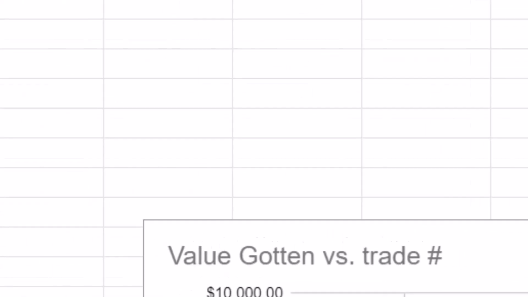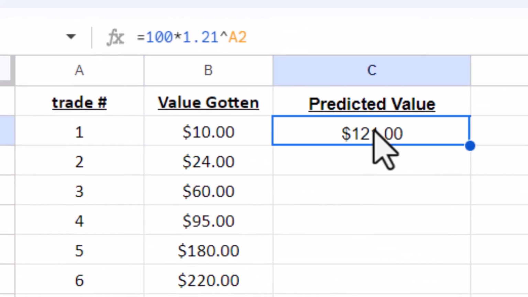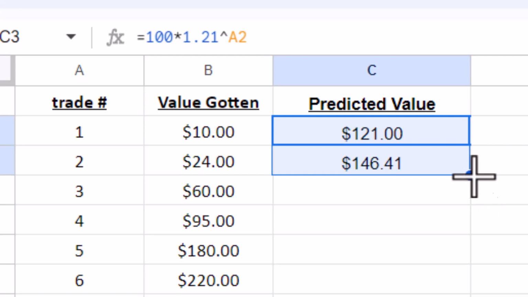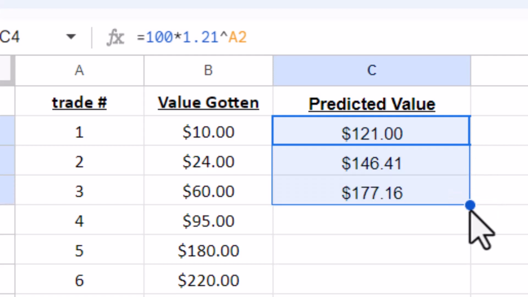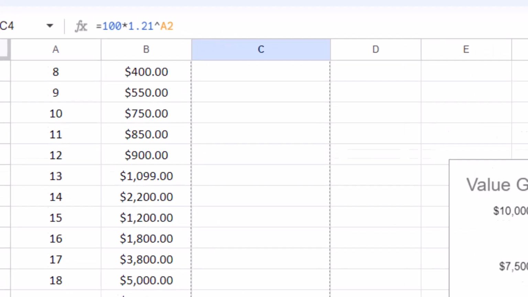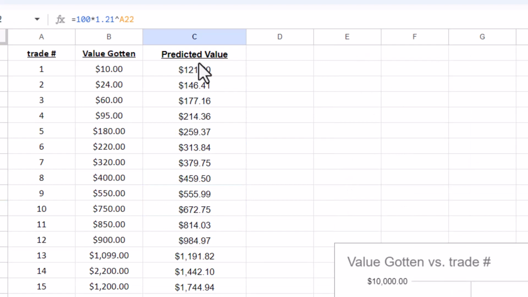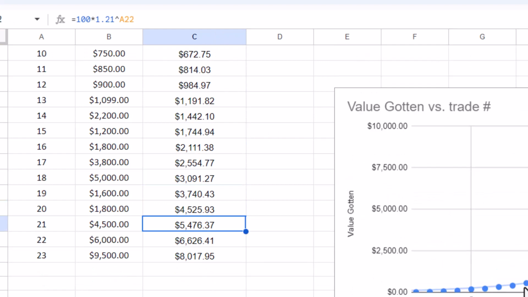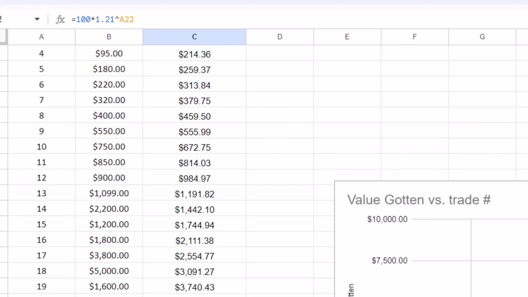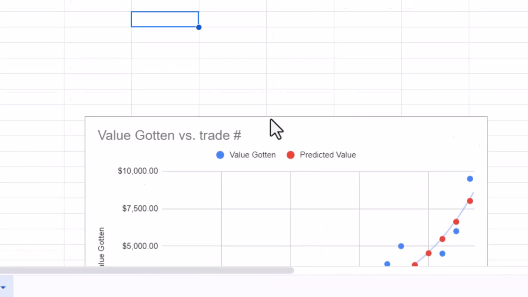Okay, now, the beauty of this formula up here is that we can now drag it down, and we can get the predicted values all the way down. And I'm going to do it all the way down to 23. Those numbers that you see right there would be, oh, you know what? Let's just add those to this scatter plot. There we go. We pull the curve up here.